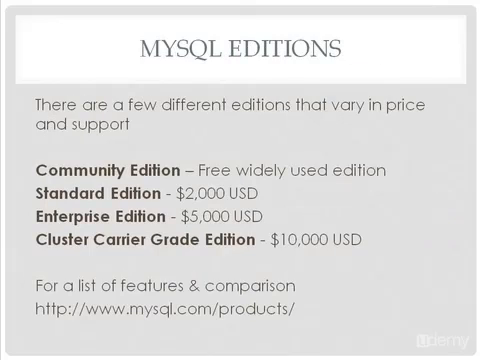Alright, so there's a few different editions, or versions, not versions, editions, I guess is a better word. We have the Community Edition, which is what we'll be using, which is what is widely used, and that's free and open source. Then we get into the commercial editions, which are extremely expensive, as you can see. The Standard Edition is 2,000 USD. The Enterprise is 5,000, and then the Cluster Carrier Grade Edition is 10,000. These are for huge website applications and networks.